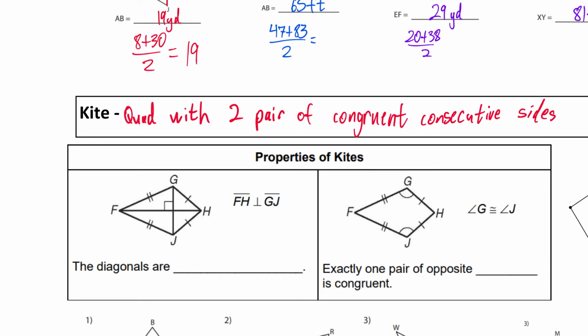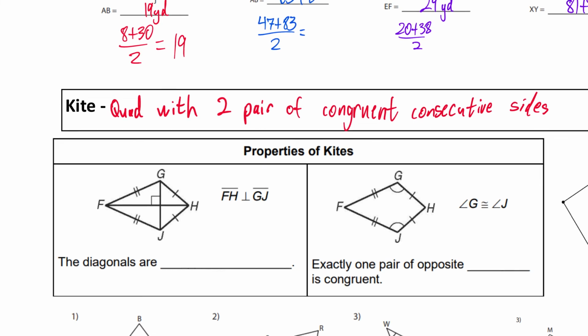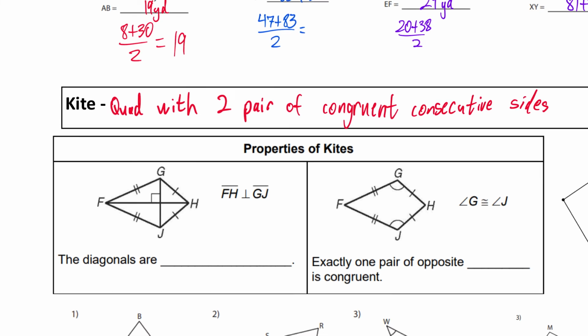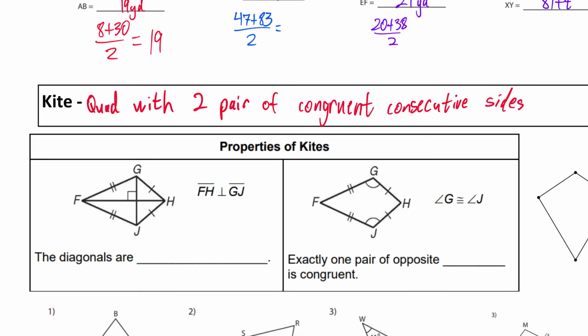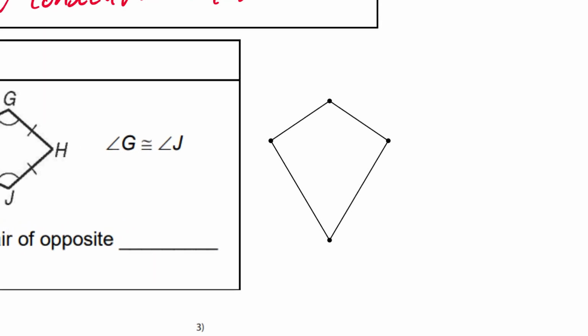Okay, a kite is a quadrilateral with 2 pair of congruent consecutive sides. Quadrilateral, I'm just going to abbreviate it as a quad. It's a quadrilateral with 2 pair of congruent consecutive sides. So a kite is actually a geometric shape, okay? And this is basically what it looks like.